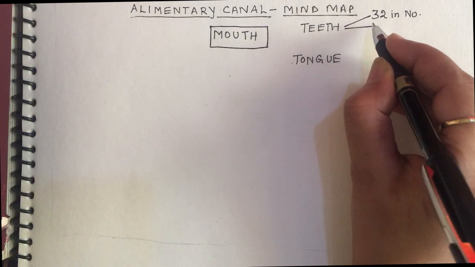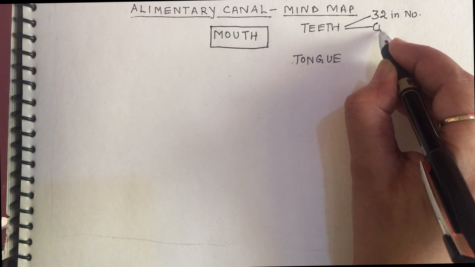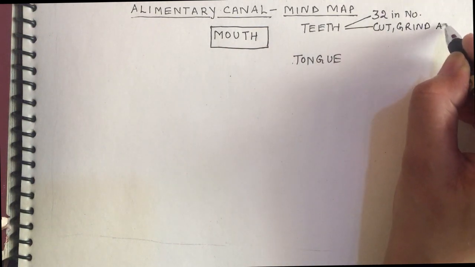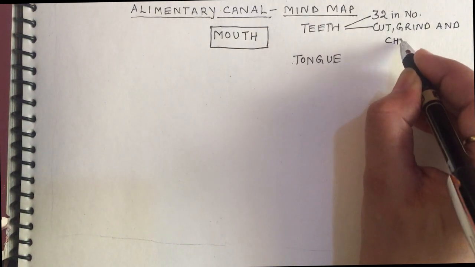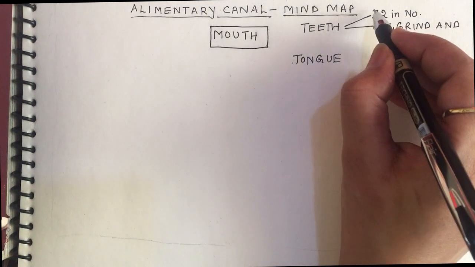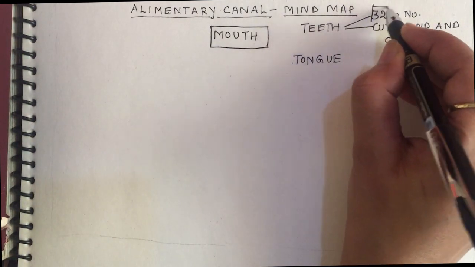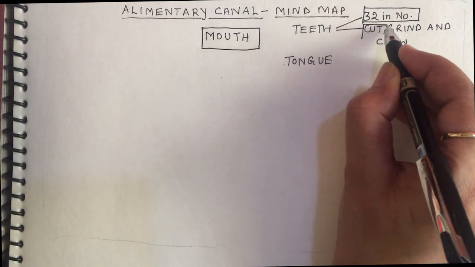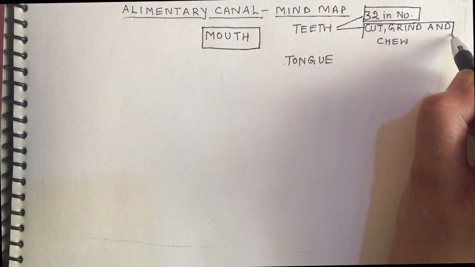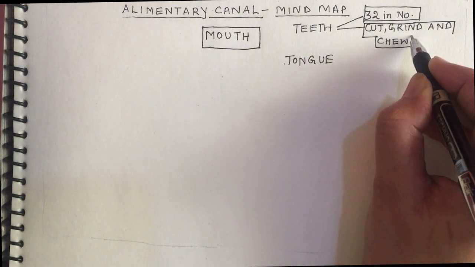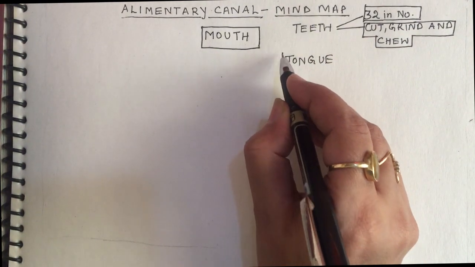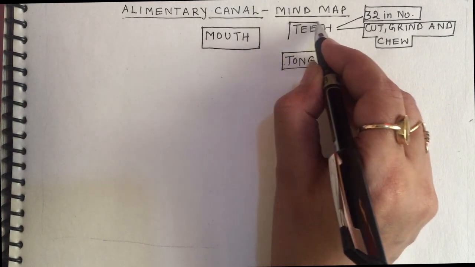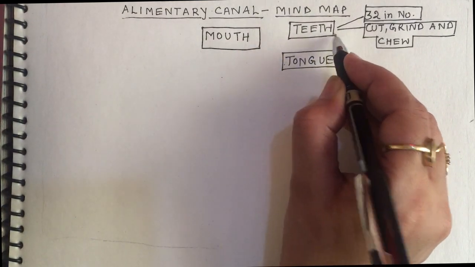then we will write here cut, grind and chew. What we can do is we can again make boxes so that they remain different from each other. Like this. We will just make box for teeth also. Yes.